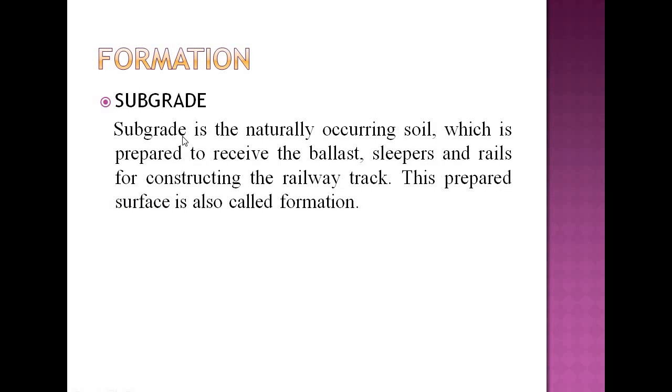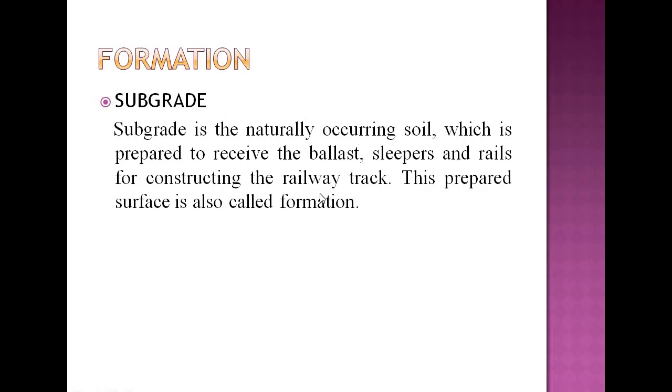And finally, formation. Formation is otherwise called subgrade. Subgrade is naturally occurring soil which is prepared to receive the ballast, sleepers and rails for constructing the railway track. This prepared surface is also called formation.